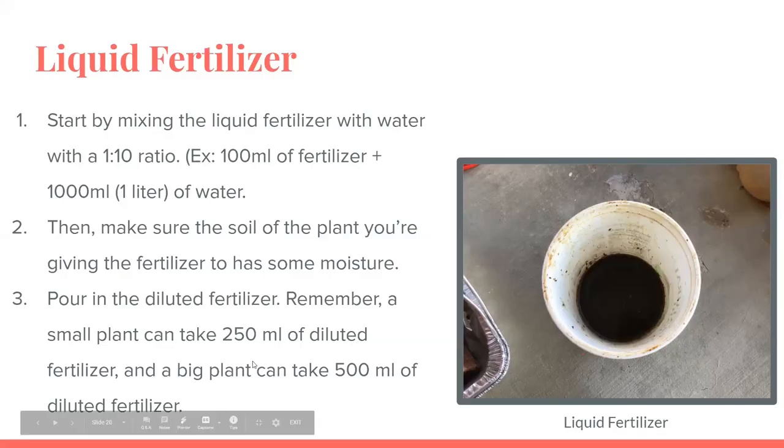Each small plant can take about 250 milliliters of diluted fertilizer. Each big plant can take about 500 milliliters. Now we're going to be showing you what we've been practicing at home and how we've been making our compost.